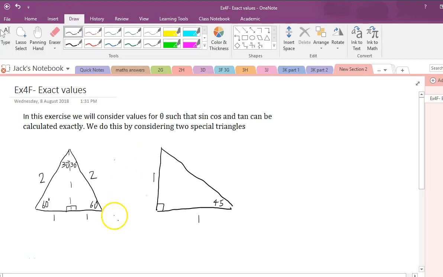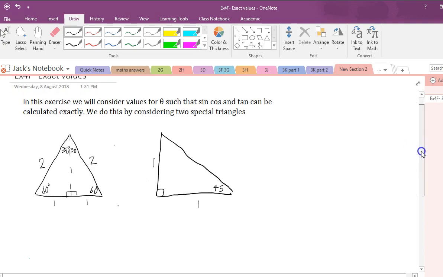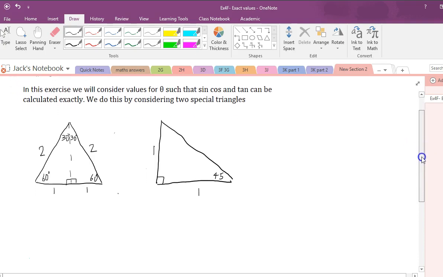Hi guys, so today we're carrying on from looking at our reference angles in the unit circle to looking at some exact values. So previously we've just been using our calculator to find values for theta, but there are a few select values where you can always find an exact value. And we do this by using two very special triangles as a proof.